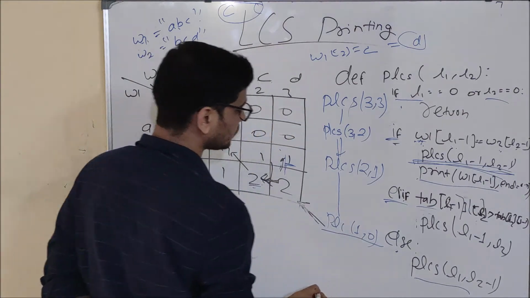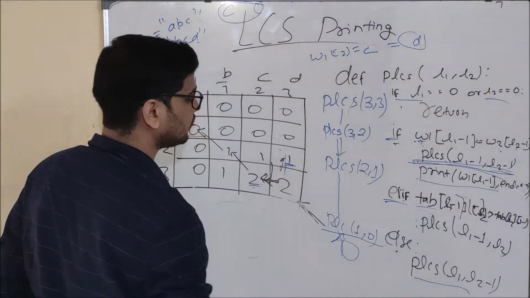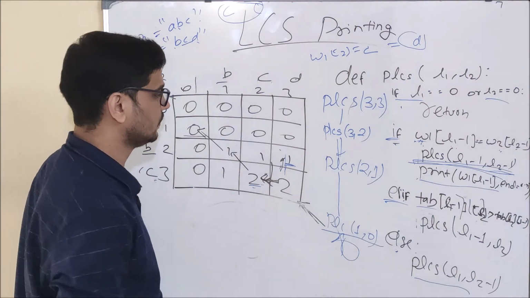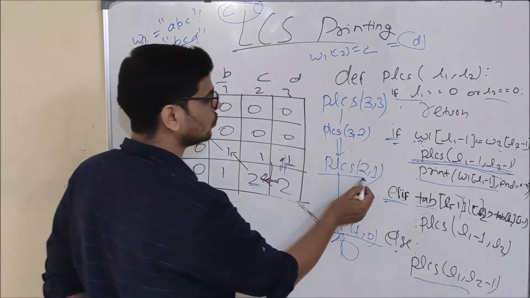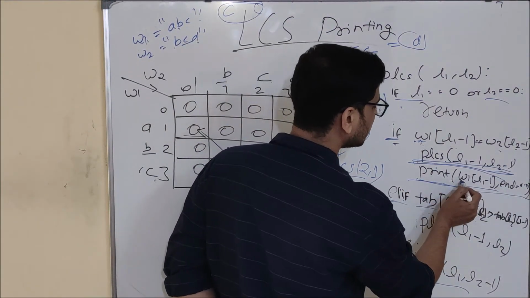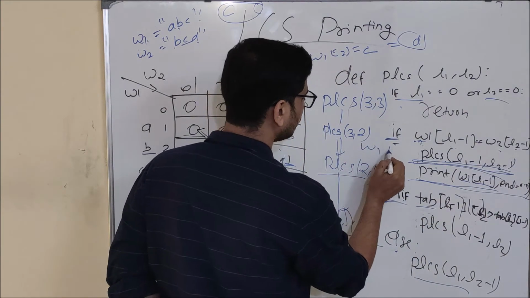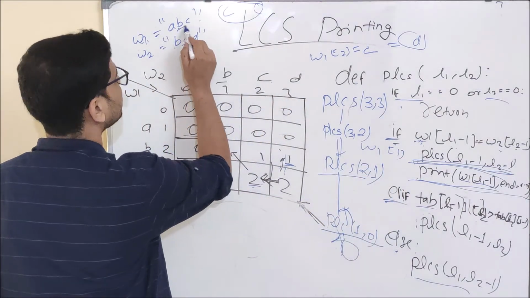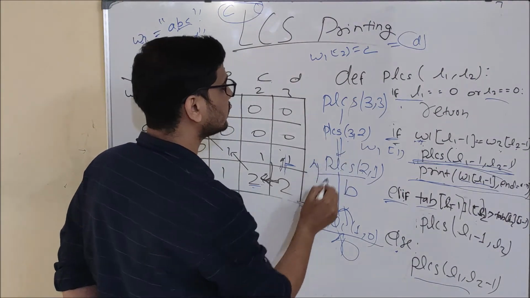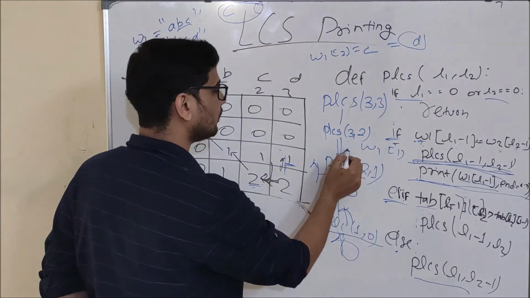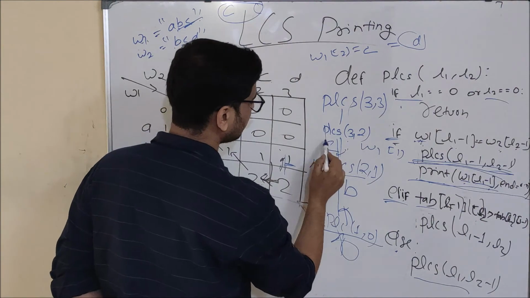And when it is PLCS of 1, 0, that means it will return. And once PLCS of 1, 0 returns, it will give its answer to PLCS of 2, 1 and then PLCS of 2, 1 will execute this line. That is, it will print W1 of L1 minus 1. And what is L1? 2. So basically it will print W1 of 1. And what is W1 of 1? It is B. It will print B. Now it will return and PLCS of 3, 2 will print W1 of 2. And what is W1 of 2? It is C. So it will print C.